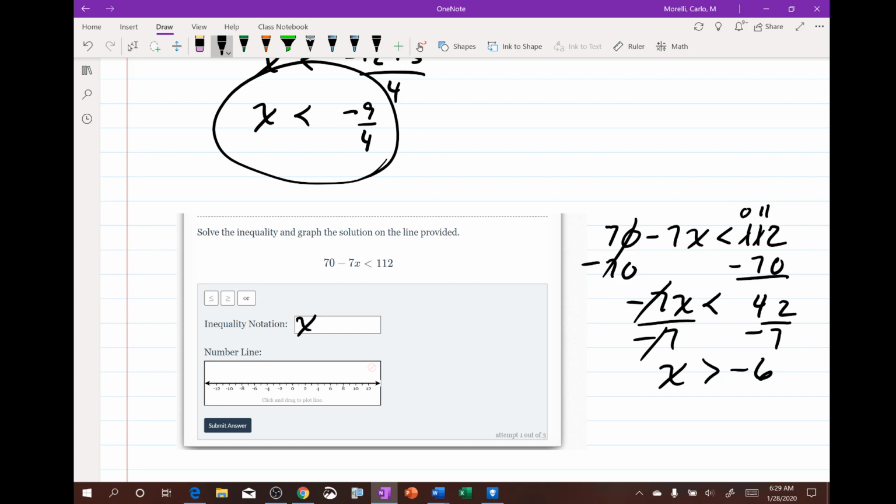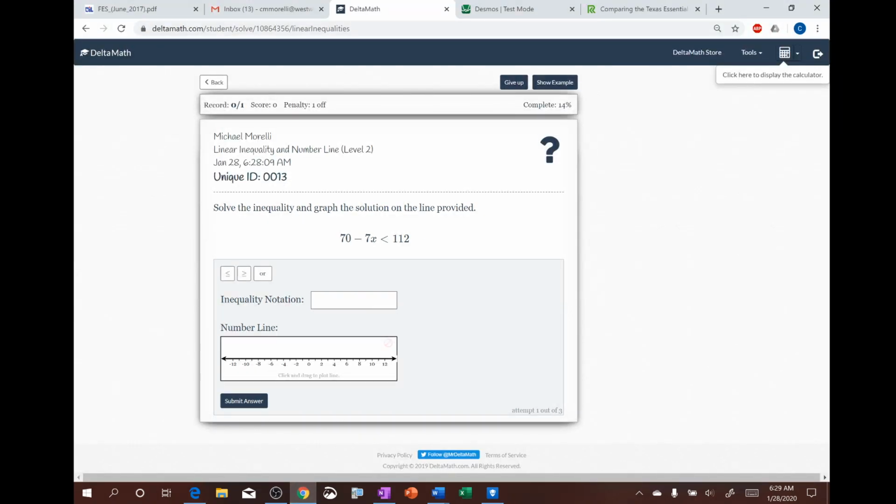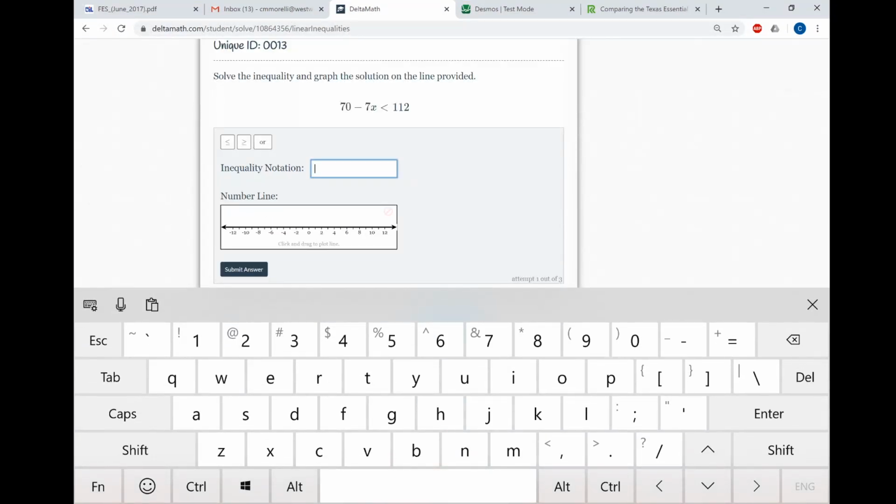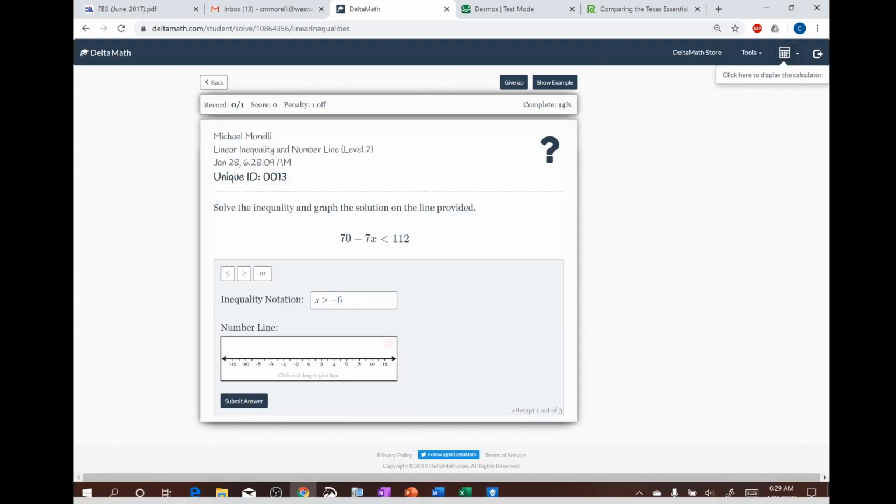So what we're going to do in inequality notation is do x is greater than negative 6. We'll do an open circle at negative 6 and shade to the right. X is greater than negative 6. And we'll shade on the number line. And I need this to be an open circle at negative 6.